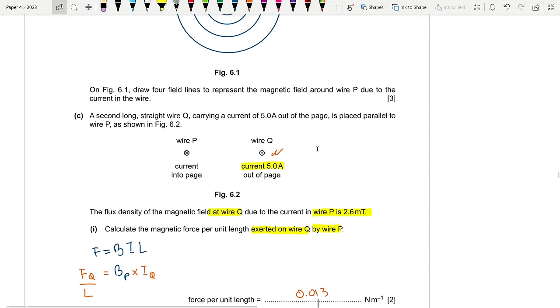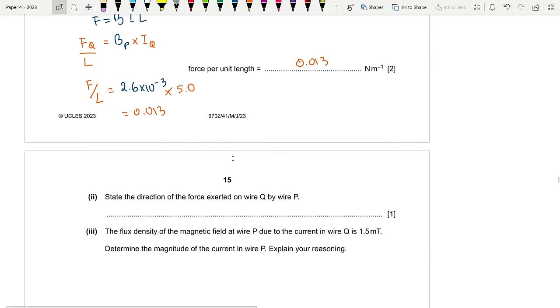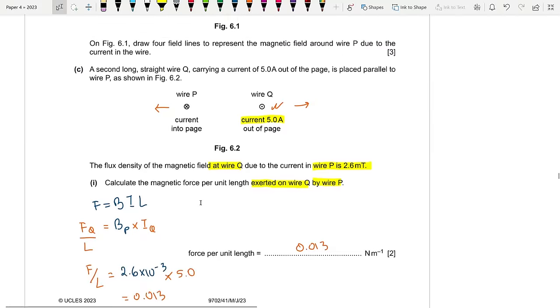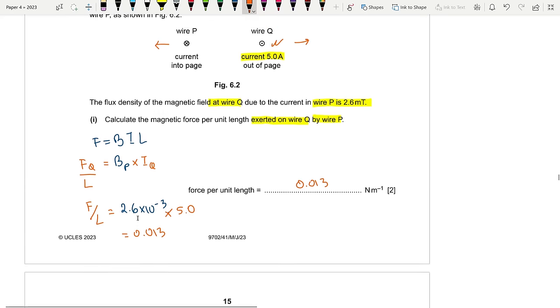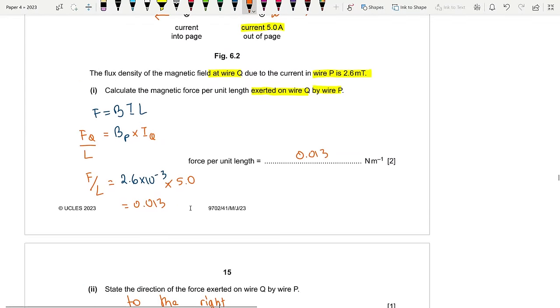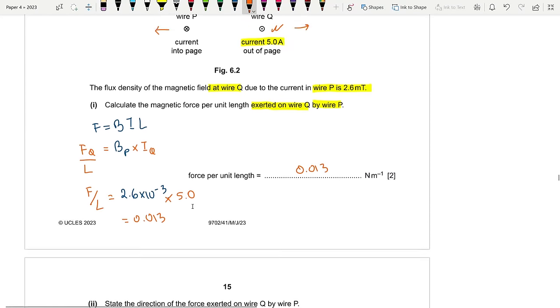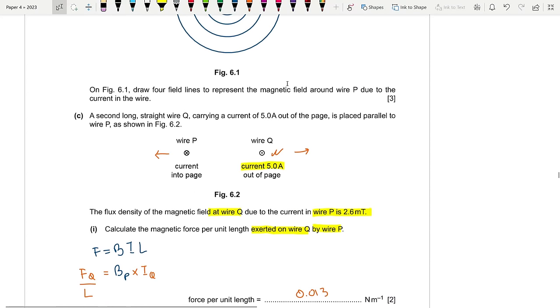Next one, state the direction of the force exerted on wire Q by P. Basically, opposite direction means that they're going to repel. So wire Q will feel a force towards the right due to wire P, and wire P will feel a force to the left due to the field of wire Q. So Q will feel a force towards the right. So see, you don't even have to use Fleming's left-hand rule here. If you know that they're carrying current in opposite directions, they'll just repel. That's the trick. And I could show you how the left-hand rule is applied.